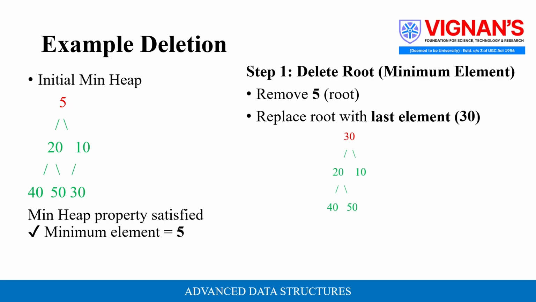Step 1. Delete root, minimum element. First, remove 5, the root of the heap. Then, replace the root with the last element, 30. After replacement, 30 becomes the new root, with 20 and 10 as its children, and 40 and 50 as children of 20. This completes the first step of the deletion process in a min-heap.